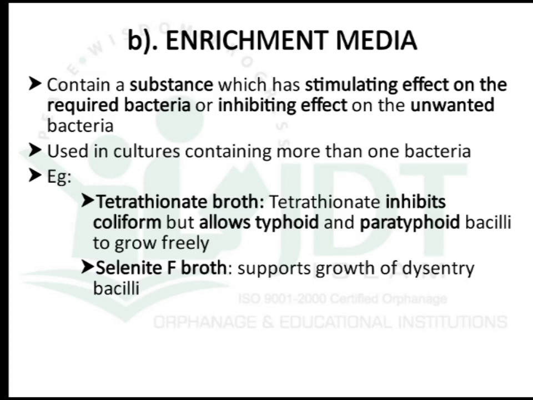Now coming to the second one, enrichment media. In this we add substances which will stimulate the growth of the required bacteria or inhibit the growth of unwanted bacteria. So these are used to culture a bacterium from a sample containing more than one bacterium. An example is tetrathionate broth. In that, tetrathionate will inhibit coliform bacteria, and it will allow typhoid as well as paratyphoid bacteria to grow. Another example of enrichment media is selenite broth. It supports the growth of dysentery bacillus only. So that is enrichment media.